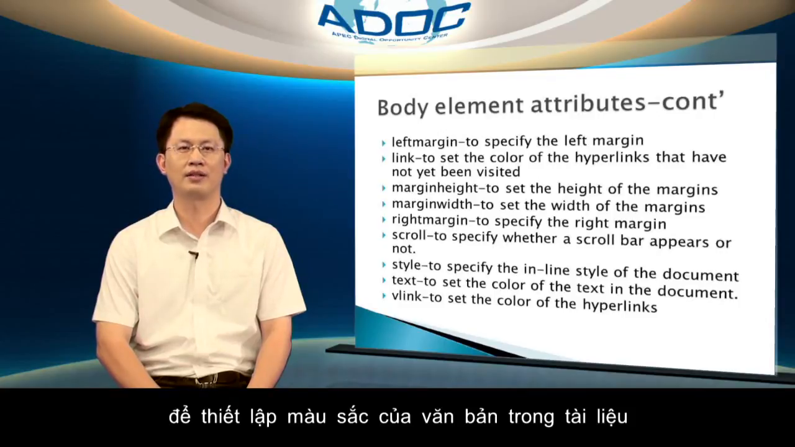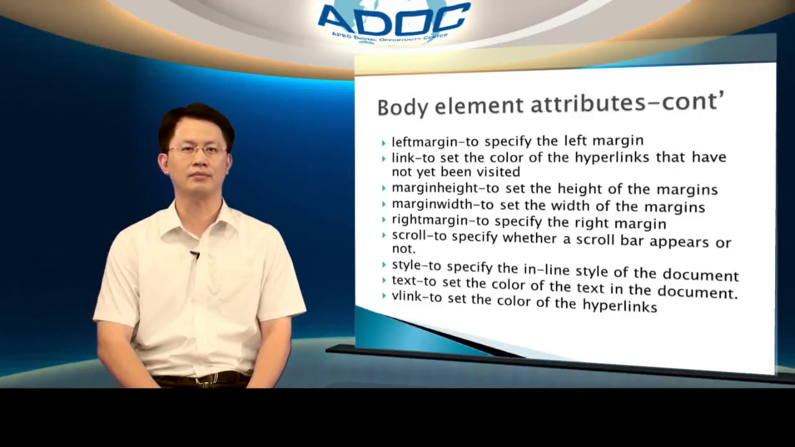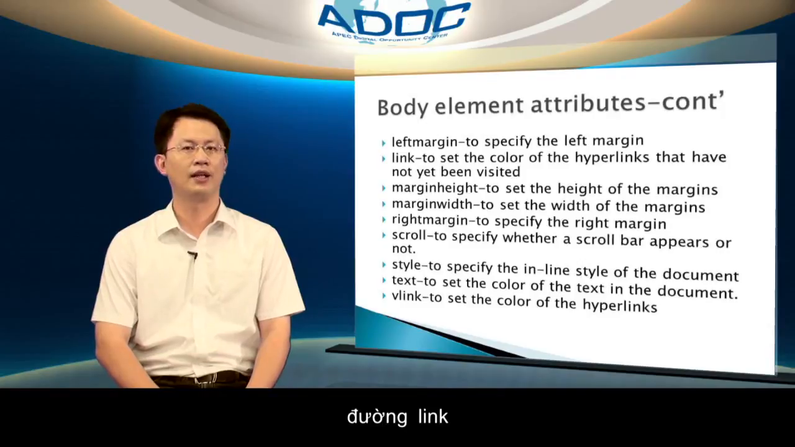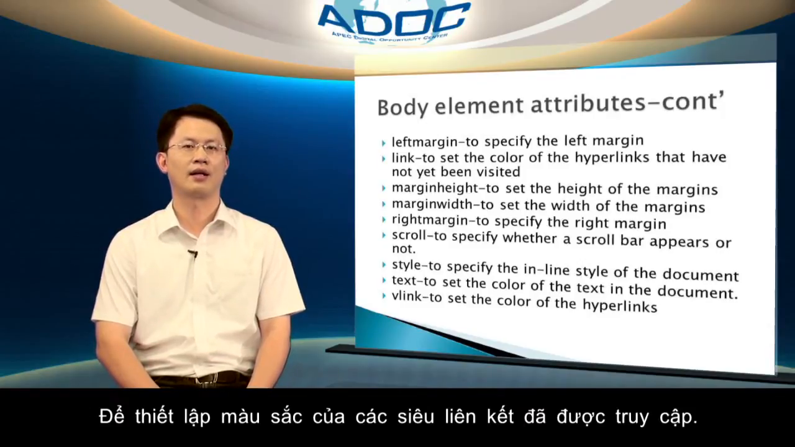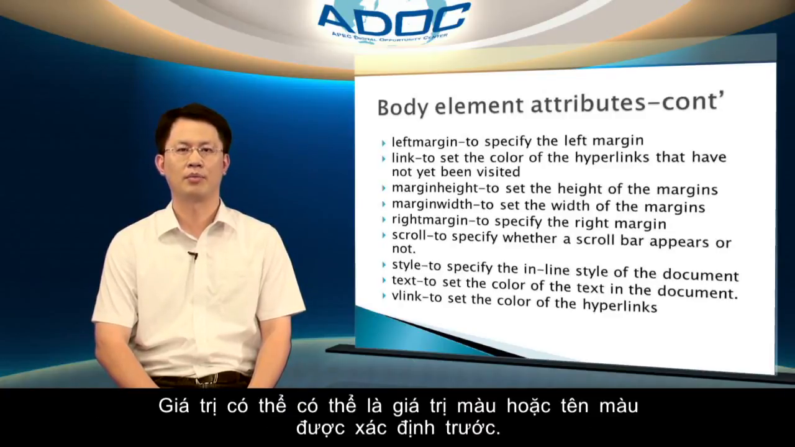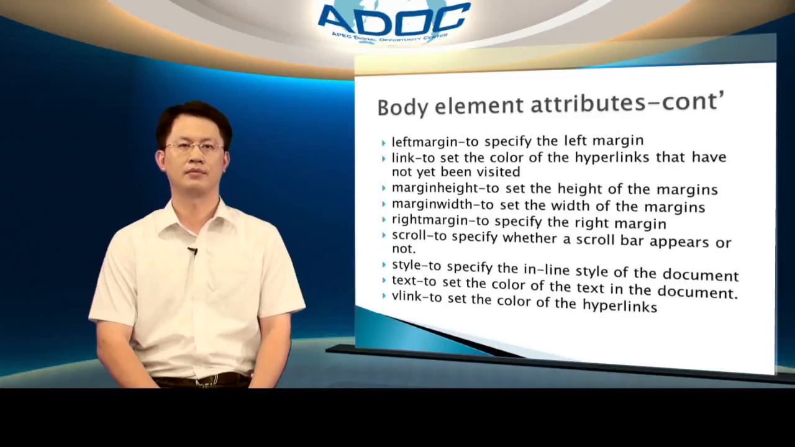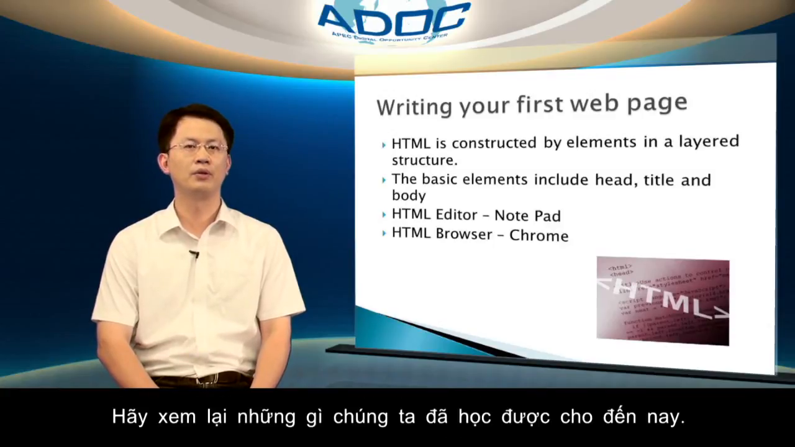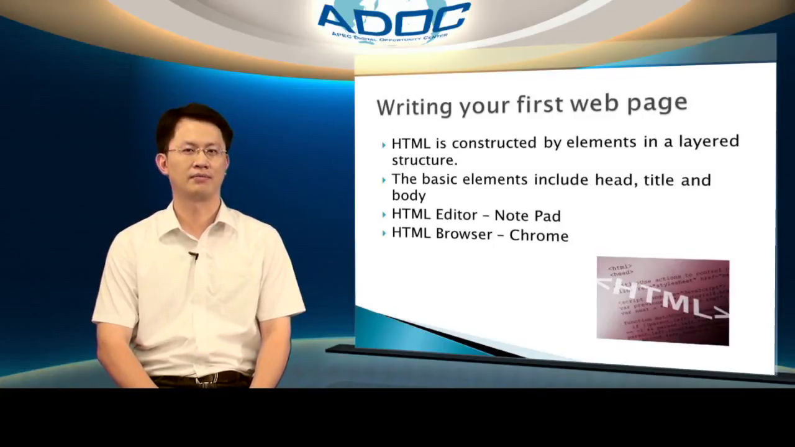Text, to set the color of the text in the document. Possible value can be the color value or the predefined color name. And vlink, to set the color of the hyperlinks that have been visited. Possible value can be the color value or the predefined color name. Now we are ready to write your first web page. Let's review what we have learned so far.